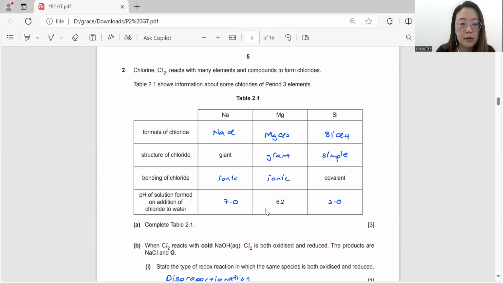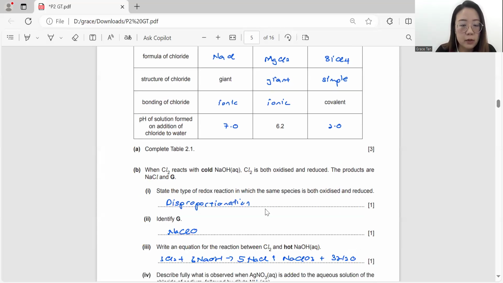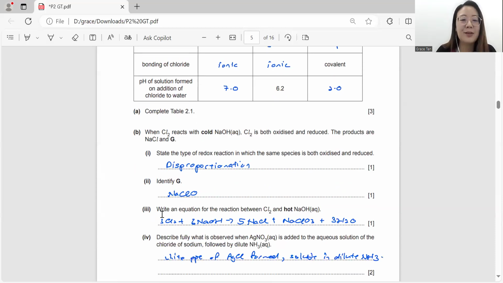Next. When Cl2 reacts with cold NaOH, Cl2 is both oxidized and reduced. The products are NaCl and G. State the type of redox in which the same species is both oxidized and reduced. So it's called disproportionation. Please make sure your spelling is correct. What is G? This one is memorization work, all right? Your G is NaClO. NaClO3 is for hot concentrated, which is the subsequent question.